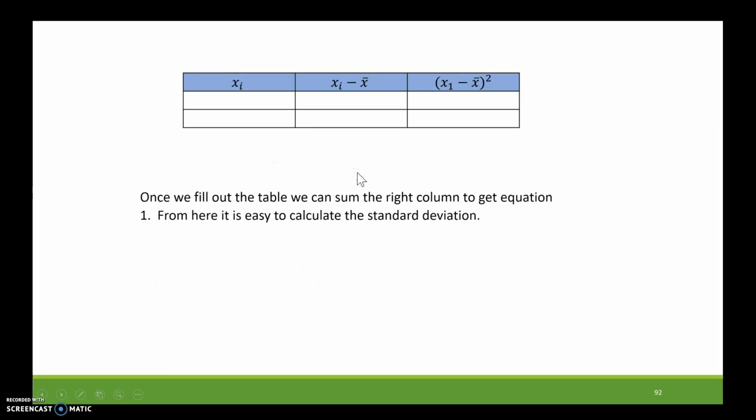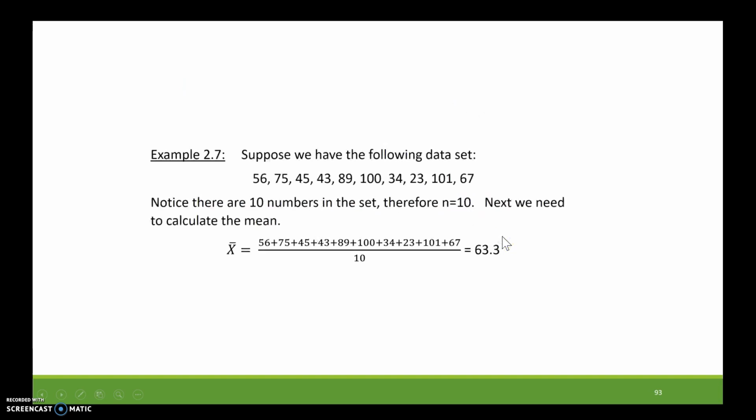To summarize this information, we're going to fill out a table. We're going to start by writing down each data point. We're going to look at the distance from each data point to the mean of this data set, and then we're going to square it so that we have positive values. To illustrate how this is done, we're going to start with a small example. Here we've got an example with 10 data points, and we're going to look at how to calculate the standard deviation for these 10 data points.